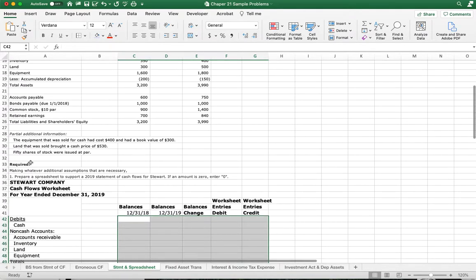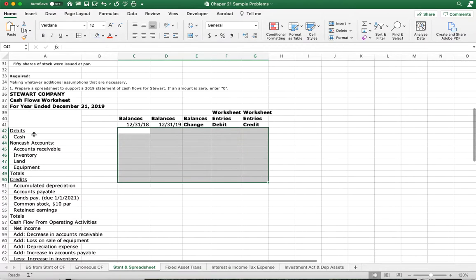And then we have some additional information. The equipment that was sold for cash had a cost of $400 and a book value of $300. The land that was sold brought a cash price of $530. 50 shares of stock were issued at par. Making whatever additional assumptions are necessary, prepare the spreadsheet to support the 2019 statement of cash flows for Stewart. If an amount is 0, enter 0.